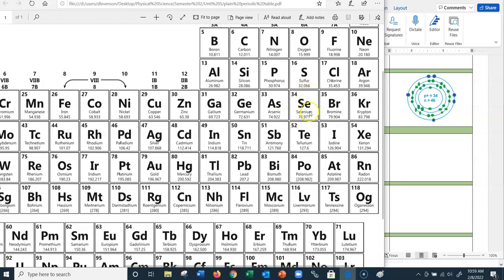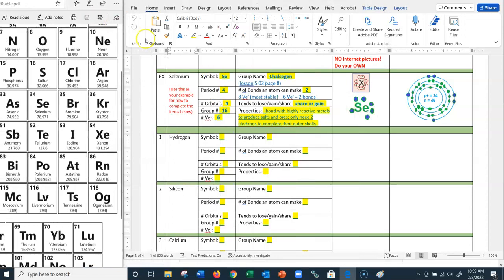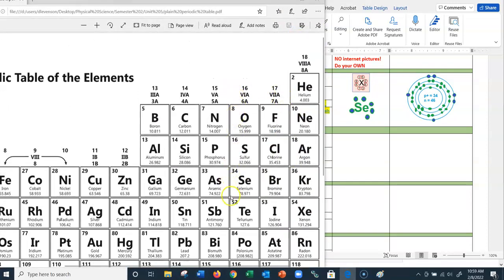So now that we know what selenium is, let's see what we can answer on our document. I'm going to move this over so we can see selenium in the document at the same time. So the symbol for selenium is capital S, lowercase e, and in this case, capitals and lower cases are very important. The period number, remember we've got periods and groups. The groups are the columns, and if you look, selenium is in column number 16.